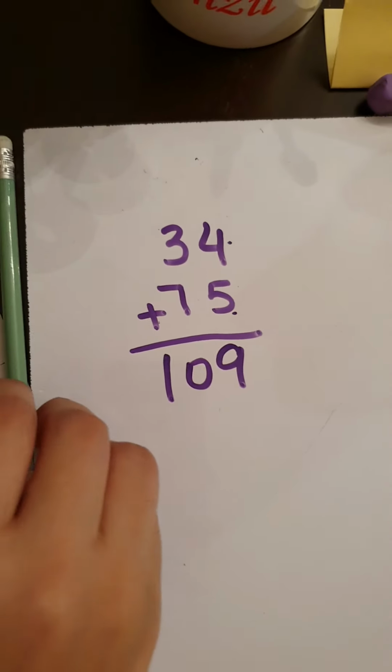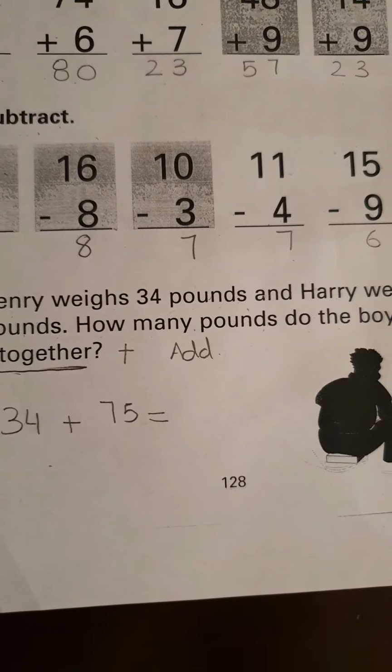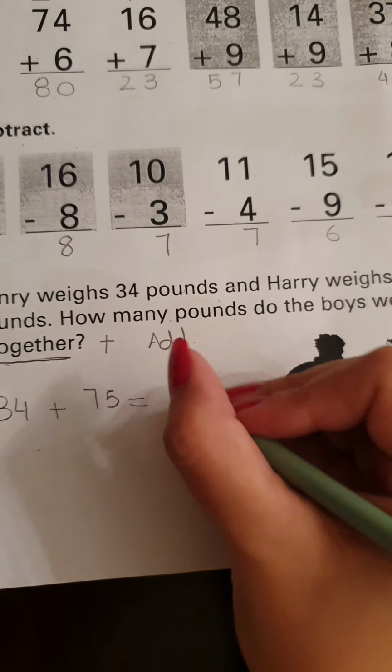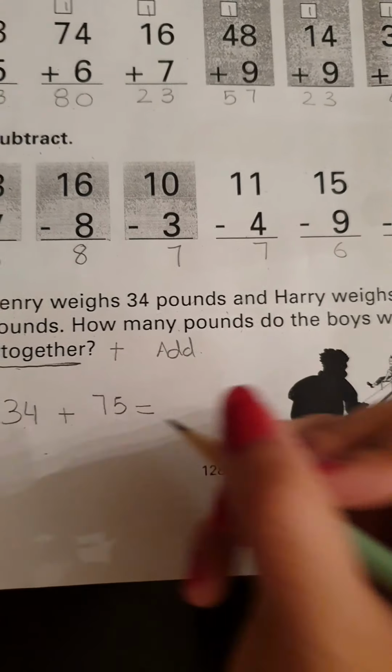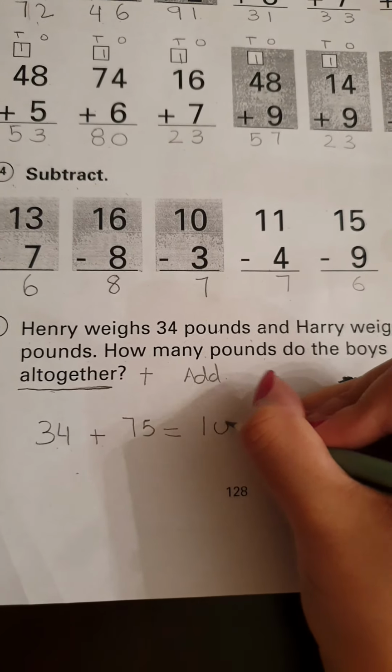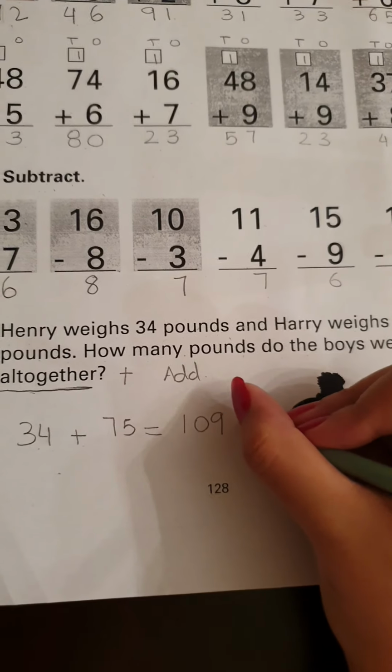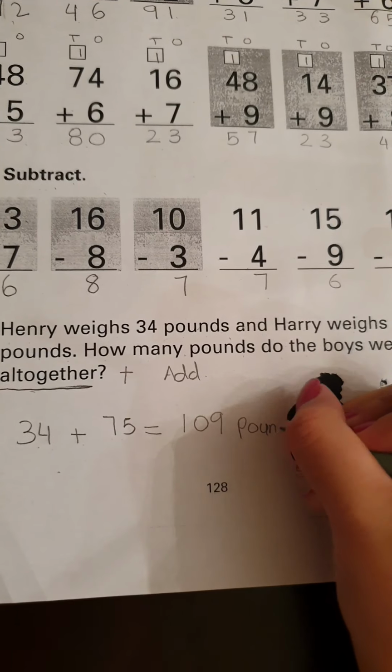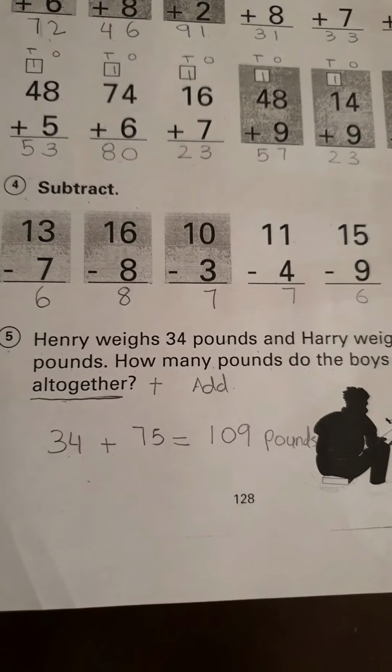Now let's go back to our books and start writing it. So what will we do? We will write 34 plus 75 is equal to 109 pounds. There we go. This was easy and fun.